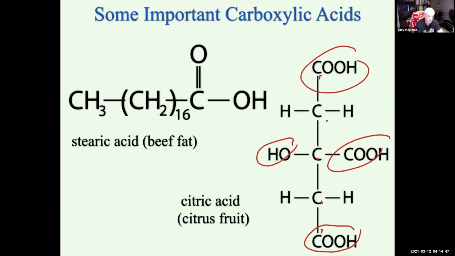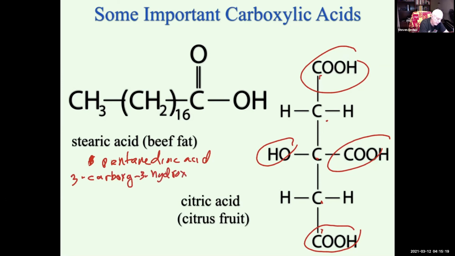The same rules we've been following apply, because it's 1, 2, 3, like I said, it's 5 carbons. So 5 carbons is pentane. When there's 2 of them, it's pentane dioic acid. And at number 3, there is a hydroxy group and a carboxyl group. So 3 carboxy, 3 hydroxy, pentane dioic acid.